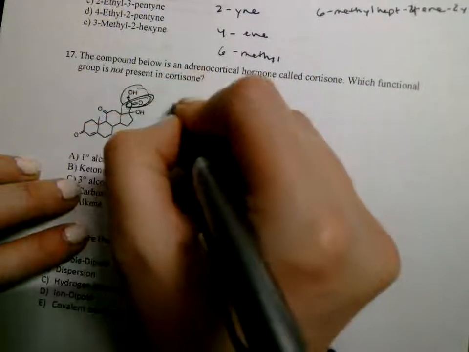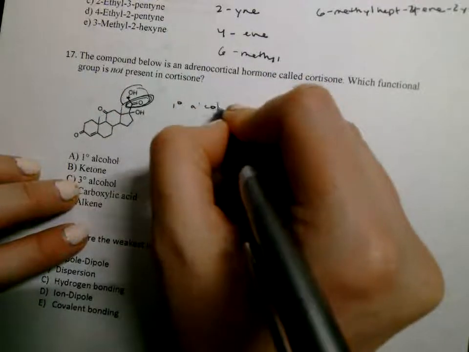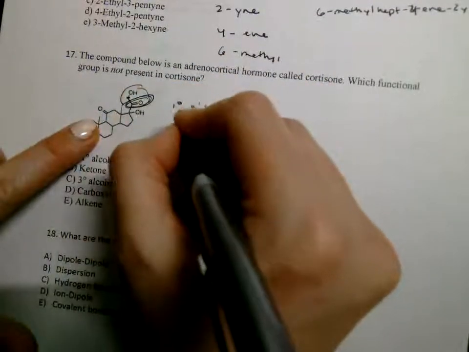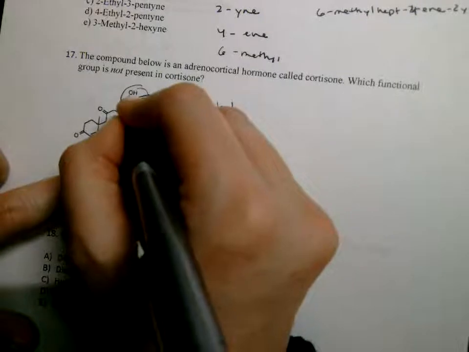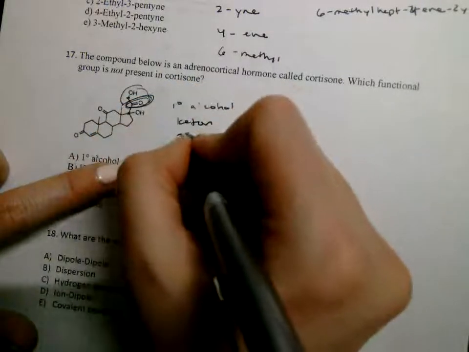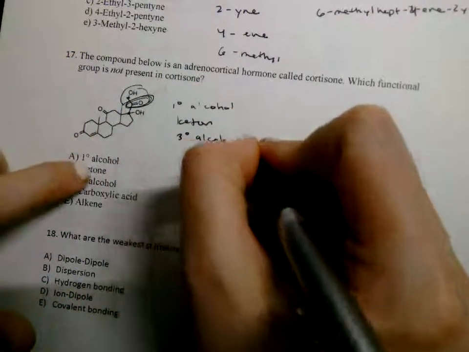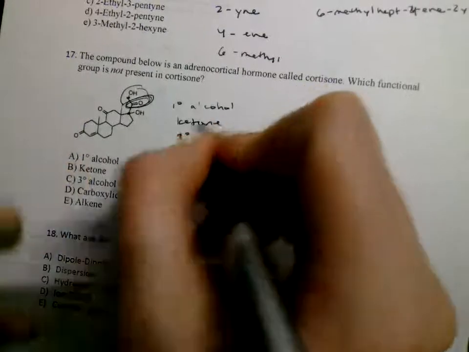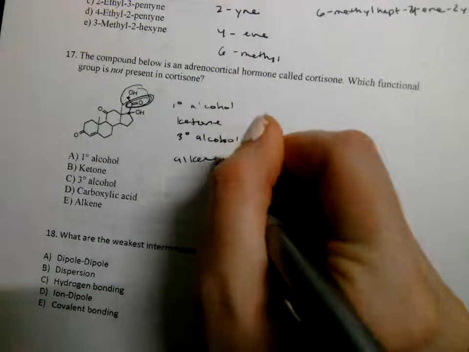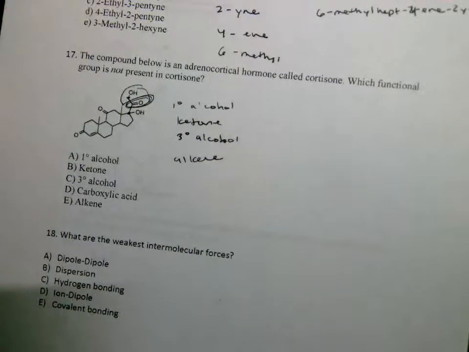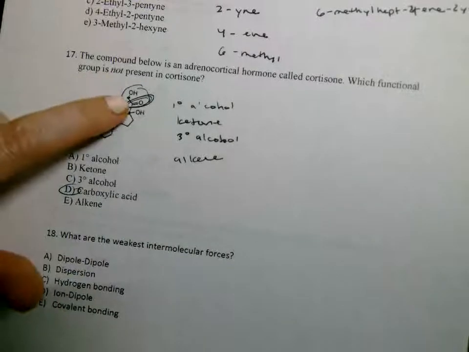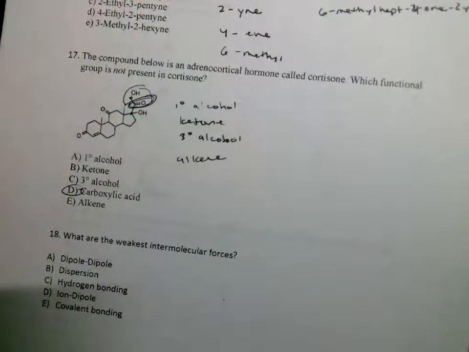It's an oxygen and a primary alcohol. And that's a ketone. This is a tertiary alcohol. There's another ketone, and an alkene. So the functional group that's not present is carboxylic acid from this list, because that looks like a carboxylic acid at first glance, but it's not. So pay close attention to that.